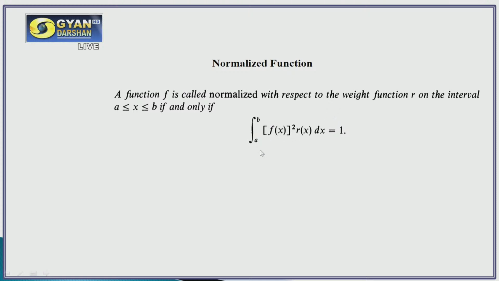If you integrate over the domain of definition of the function, with respect to x, multiplied by some weight r(x), which is a known weight function, then a function f is called normalized with respect to the weight function r on this domain of definition if and only if this integral equals 1. In general, maybe most of us have seen that we take r(x) equal to 1, but it may be any function of x rather than the constant 1. So this is the general definition of a normalized function.